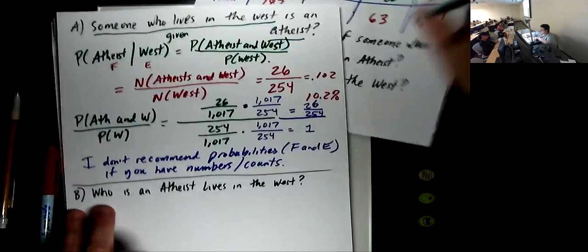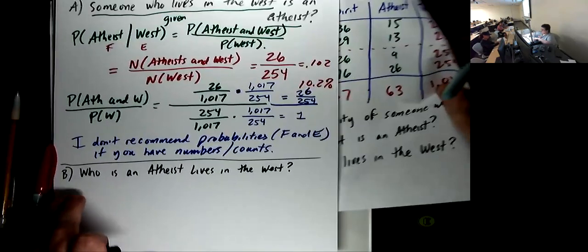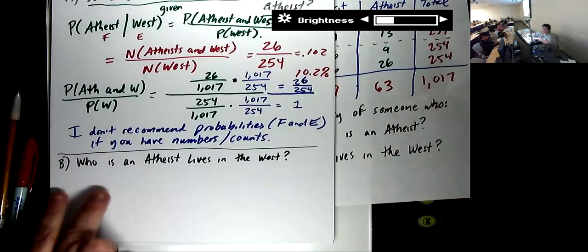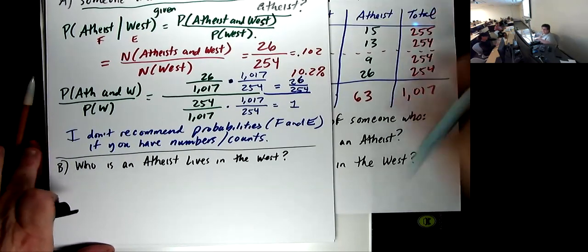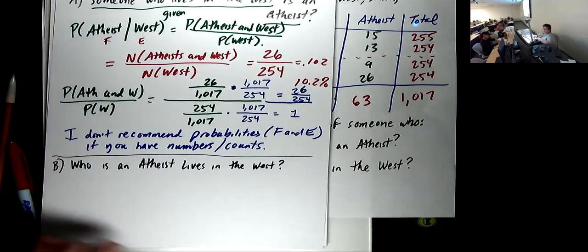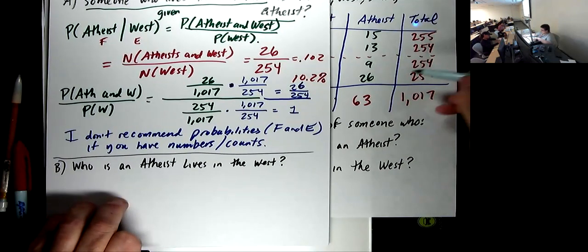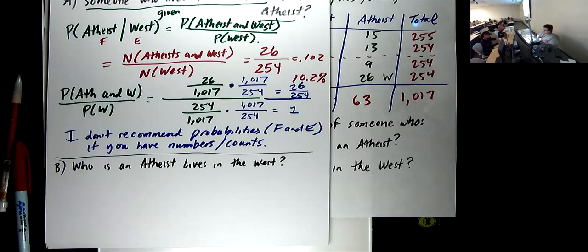Well, now I need this atheist column. Oh shit, over here just hidden buttons. Thankfully, it was just brightness. And this was the West row. So now the given part.